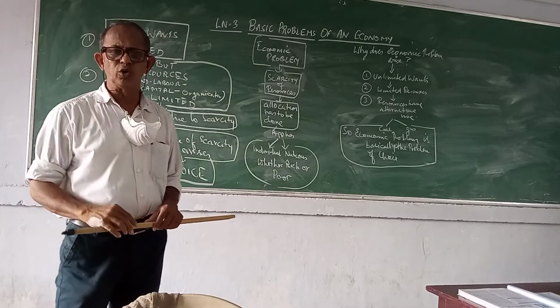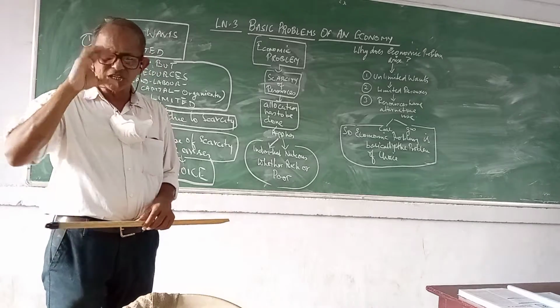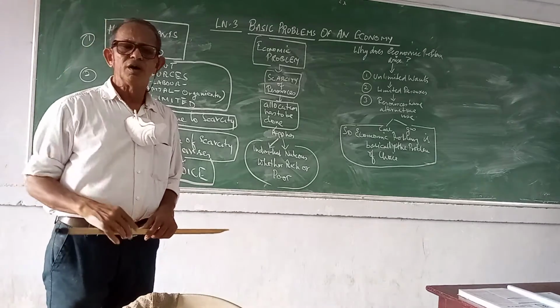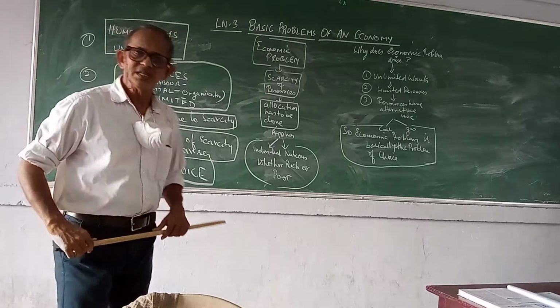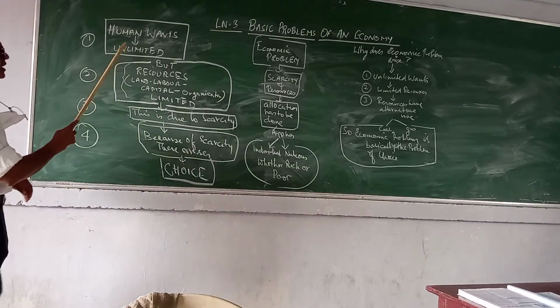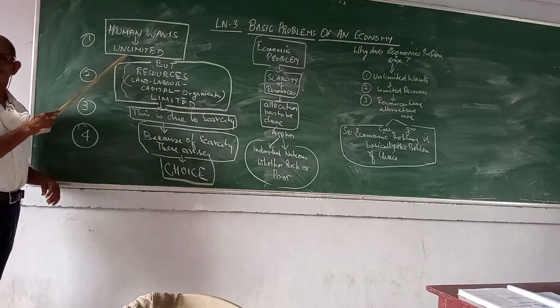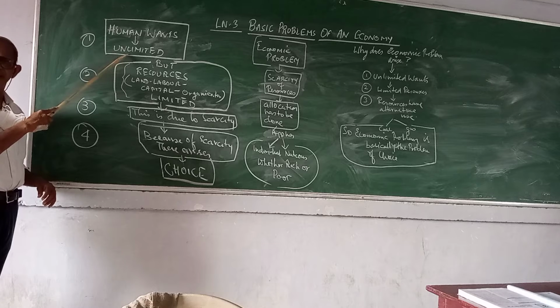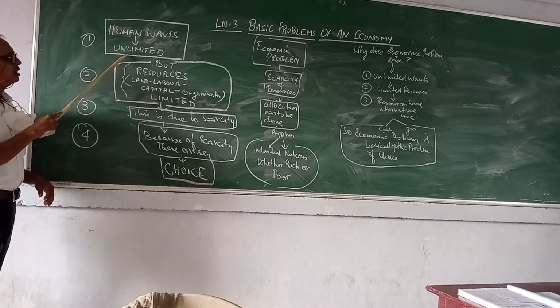So this clearly shows the first nature of human beings in society, that the first fact is that wants are unlimited. There is no restriction in wants. They keep on multiplying every day.